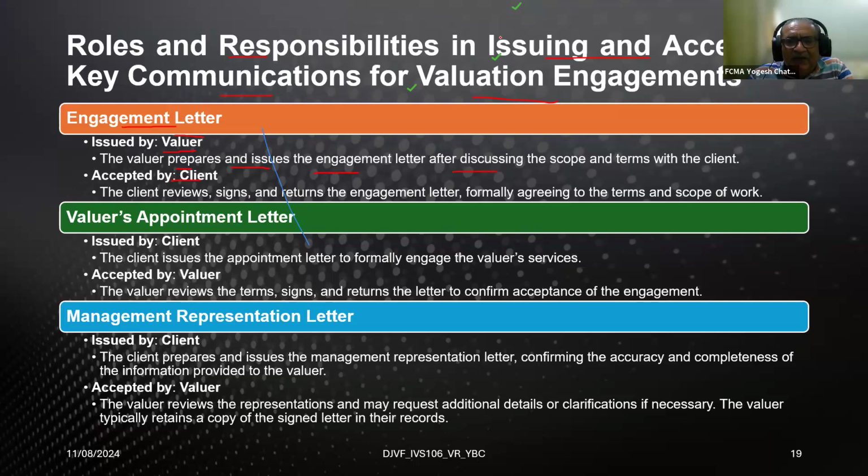later date. So very important, a valuer will prepare and issue the engagement letter after discussing the scope and terms with the client, and the client will review, sign and return the engagement letter, formally agreeing to the terms and scope of the work. So if in the engagement letter I have mentioned that I will follow the market approach for valuation, and once that is accepted by the client, the client at a later date will not be in a position to tell me why you have not followed the income approach for valuation, or why you have not gone by the cost approach of valuation, or why you have not followed a certain methodology under the market approach. So that communication gap will not remain.